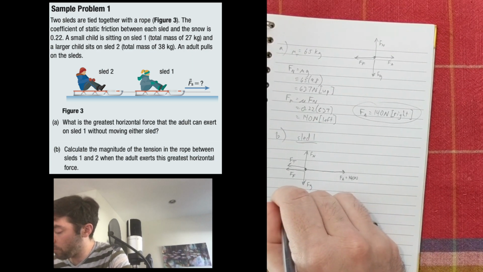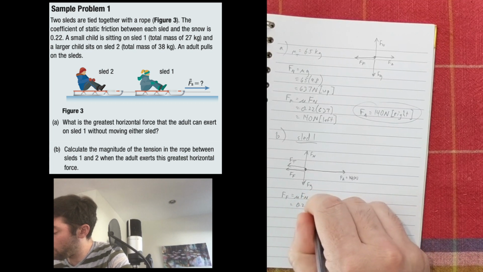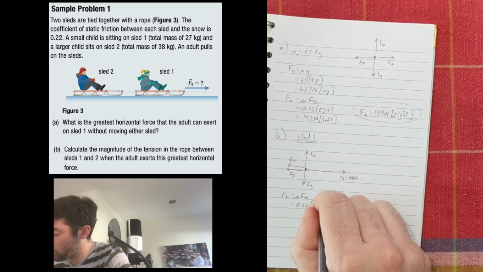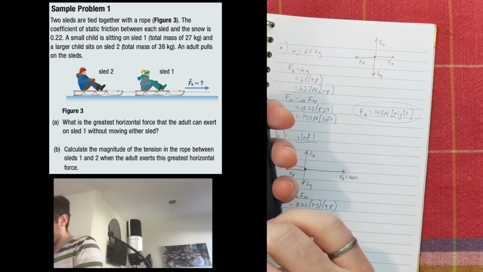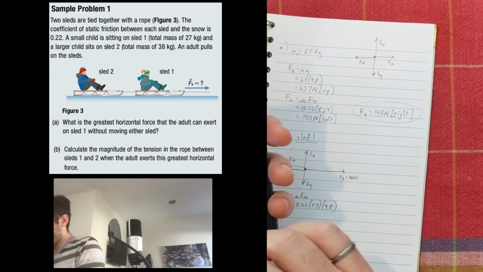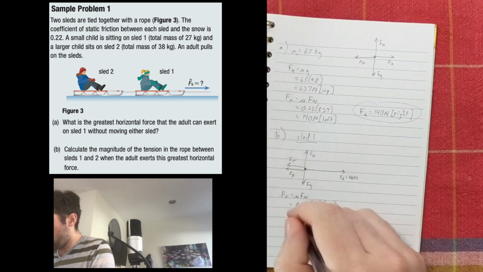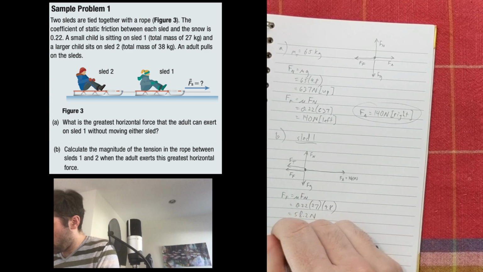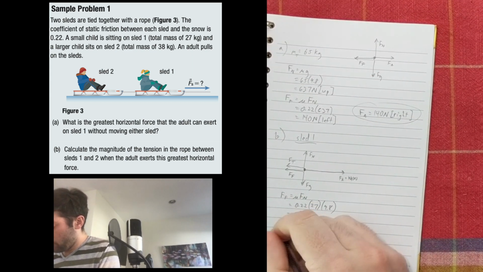Okay, so the frictional force here is mu Fn. So 0.22 times the mass, which is the little girl's 27 kilograms, times 9.8. Okay, 0.22 times 27 times 9.8 is 58.2 newtons.